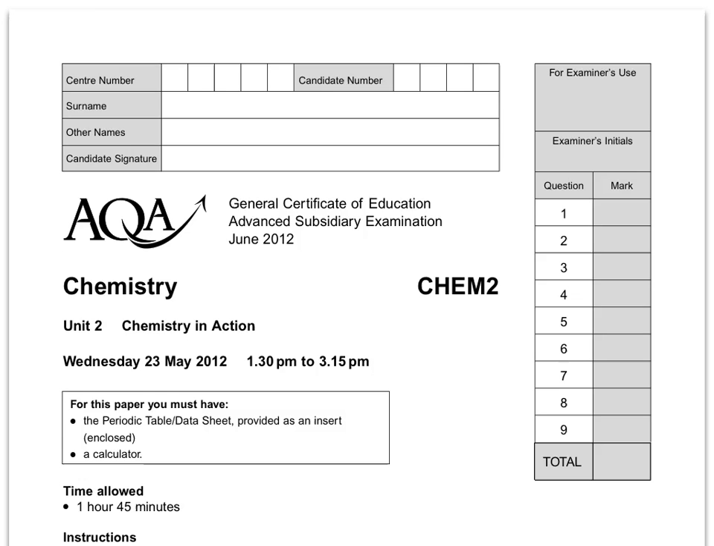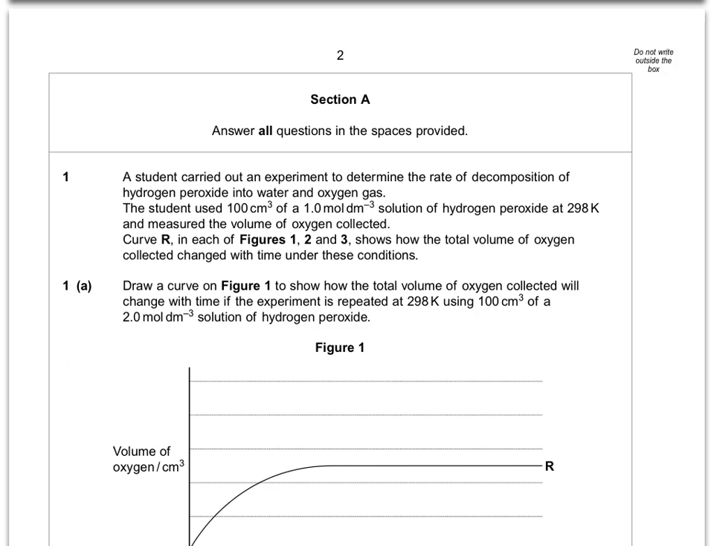Hi everyone, so this is a run through of the second mock that you've done. So this first question is a kinetics question.